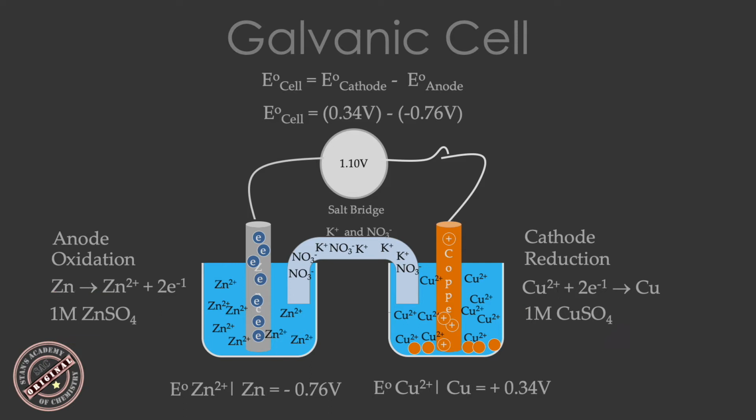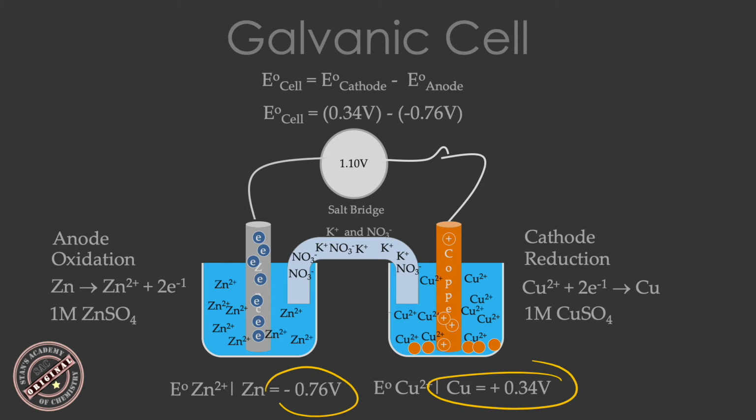We talked about standard reduction potential values. Zinc and copper have standard reduction potential values. The values are given as minus 0.76 volt for zinc, and positive 0.34 volt for copper. These values are given to you on a table, or the numerical values will be provided for you during a calculation.